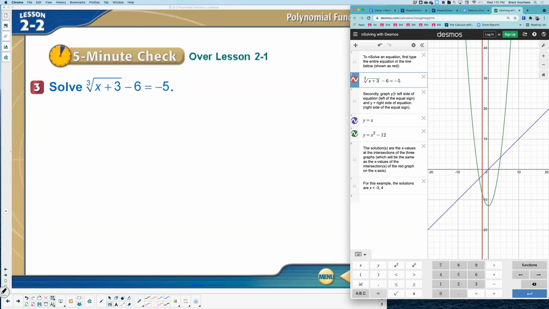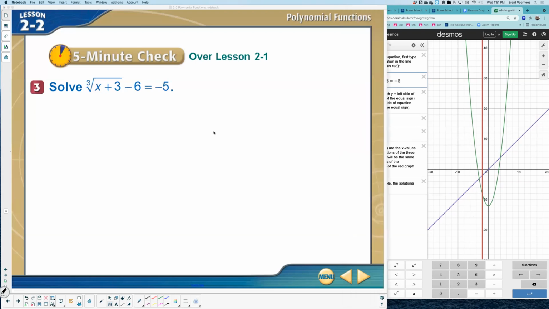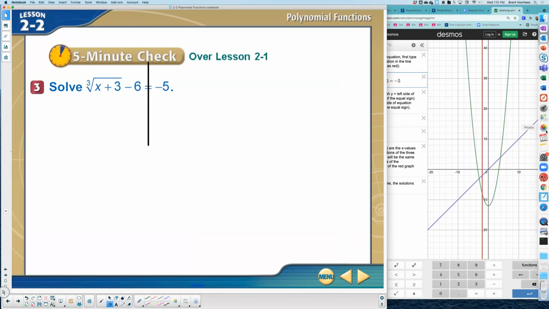It says, secondly, graph y equals the left side of the equation. Now, here's where a lot of students are like, what's the left? Let me ask you, what do you think is the left? What do you think determines the left and the right? The equal sign. That's what divides it. We're going to type in y equals the left side.